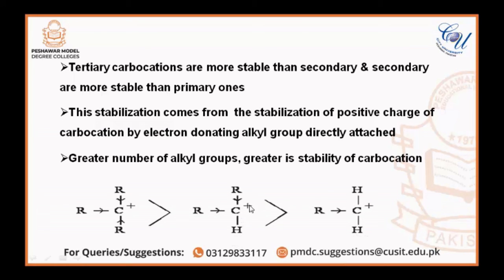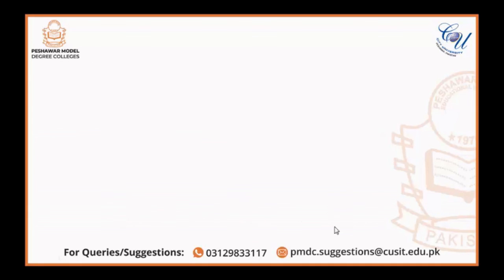Now, in this example, you can see that in the tertiary carbocation there are three alkyl groups, 3R, which are giving electrons to the positive carbon. So it stabilizes the positive carbon. So tertiary carbocation is more stable than secondary. In secondary, we have two alkyl groups which are stabilizing, but one holds a hydrogen which is not giving electrons to the carbon, so it is less stable. And in the primary, we have just one alkyl group, so primary is much less stable than tertiary.